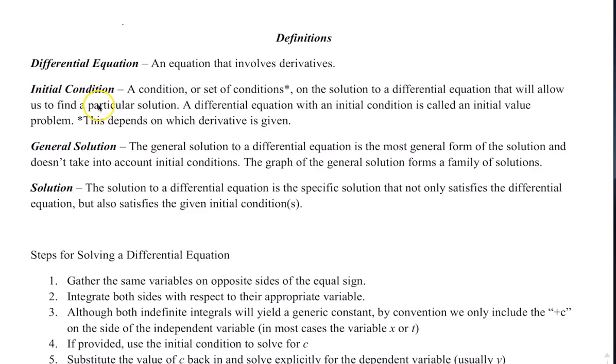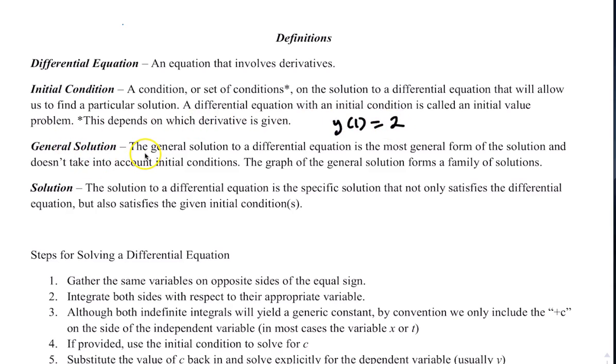Simple. Initial condition: a condition or set of conditions on a solution to a differential equation that will allow you to find a particular solution. That's just a value they give you to say, hey, when you find this, use this to find a particular value. One example of this would be if they gave you y of 1 equals 2. All they're saying here is, hey, when the x value is 1, you get 2. Or when you substitute 1 for x, you get 2 for the y.